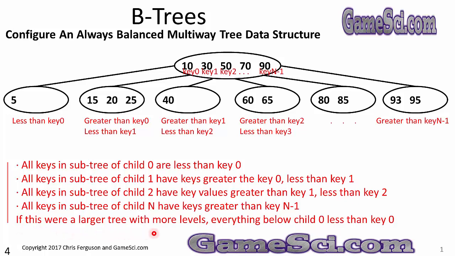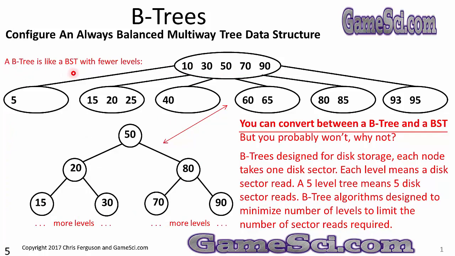If this were a larger tree with more levels, everything below child 0 would be less than key 0. Anything hung off of this node right here would have to be less than key 0. A B tree is like a BST with fewer levels. Technically, you can convert between a B tree and a BST, but you probably won't.